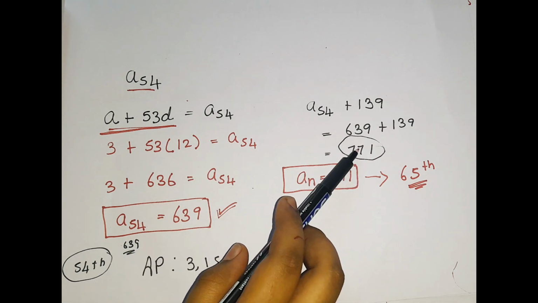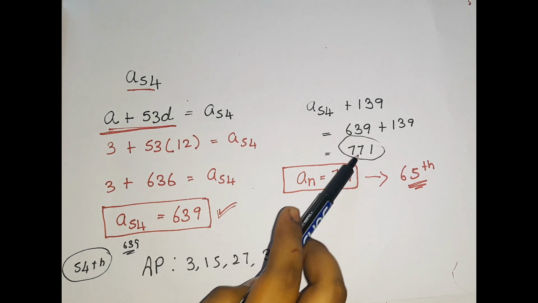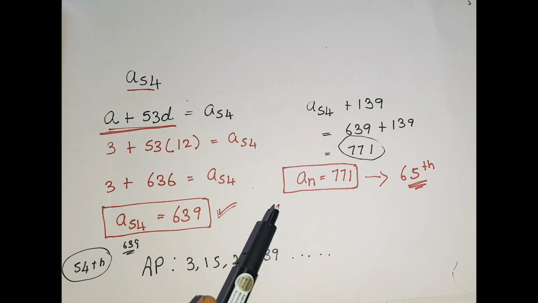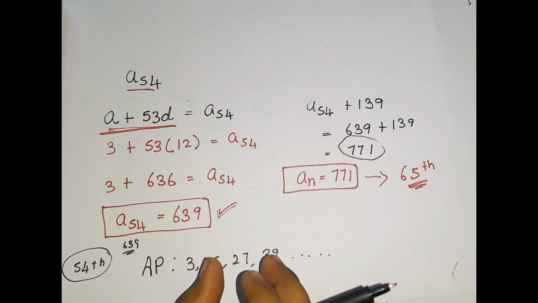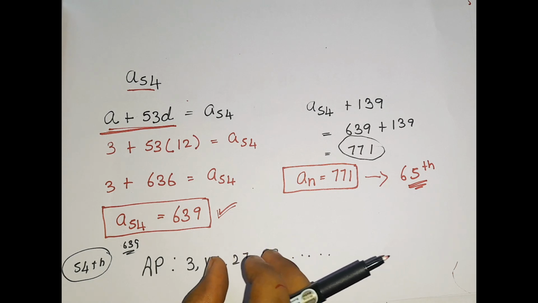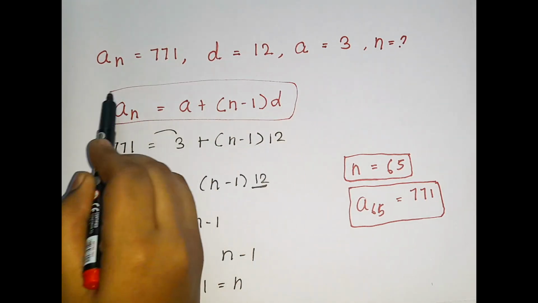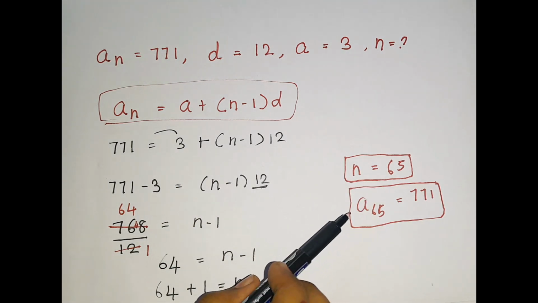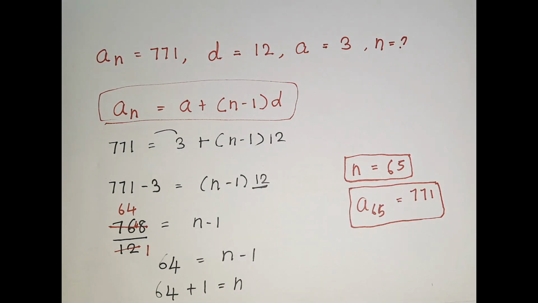We don't know in which term we'll get this 771, so to find that, I took this as an. Remember guys, whenever you get a number but you don't know in which term you will get it, you are supposed to take that number as an, then apply this formula and find n. What is the meaning of n? n is equal to 65 means in the 65th term we will get 771. So this is the answer for this question.